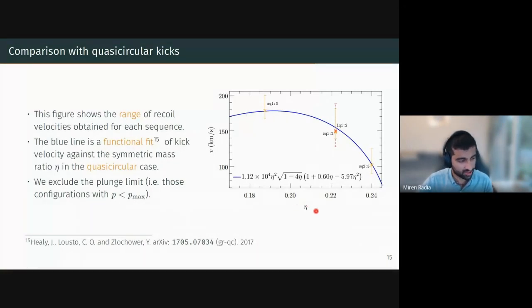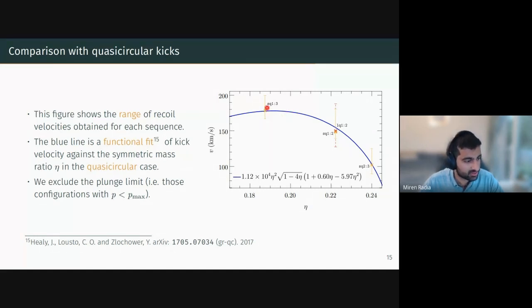So it's usually plotted against a symmetric mass ratio. So what we did is I overplotted the kind of oscillations in the kick on this plot. This figure shows the range of recoil velocity obtained for each sequence. The blue line is a functional fit coming from this paper here of the kick velocity against the symmetric mass ratio eta in the quasi-circular case. So there's only one value for each mass ratio.